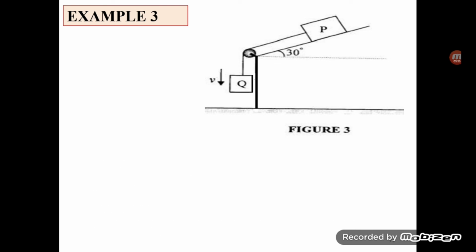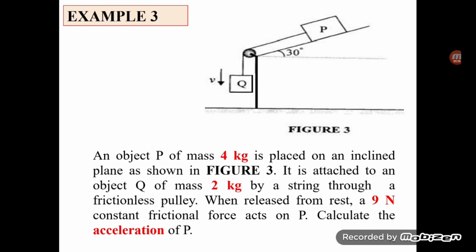Okay, let's do example 3. An object P of mass 4 kg is placed on an inclined plane. It is attached to an object Q of mass 2 kg by a string through a frictionless pulley. When released from rest, a 9 Newton constant friction force acts on P. Calculate the acceleration of P.